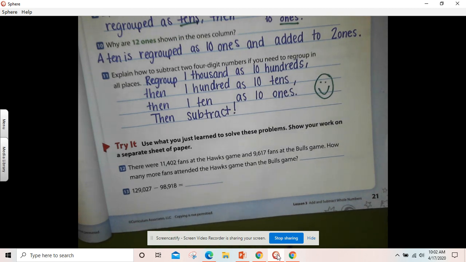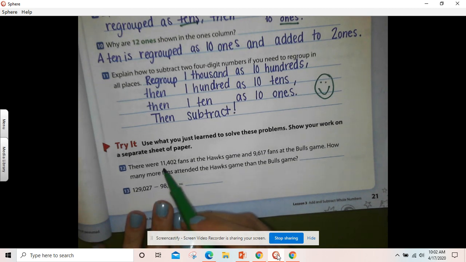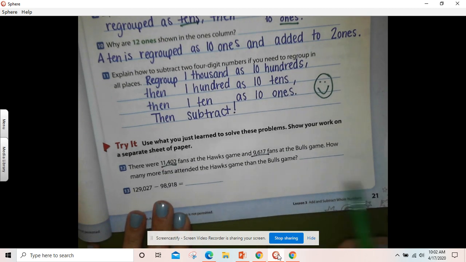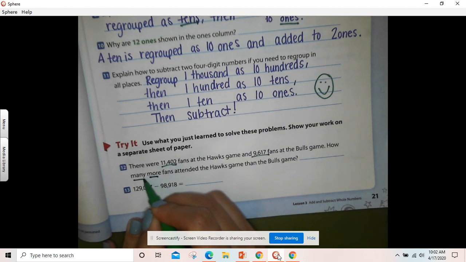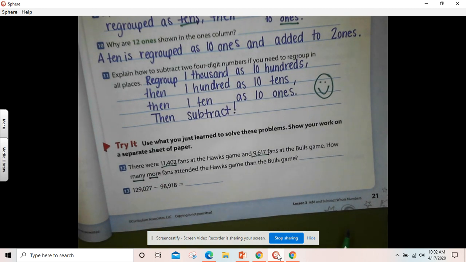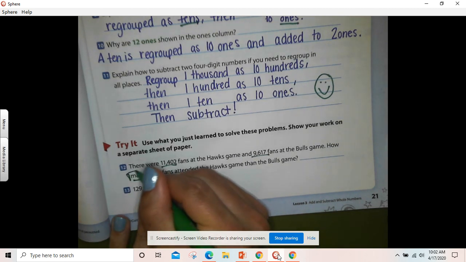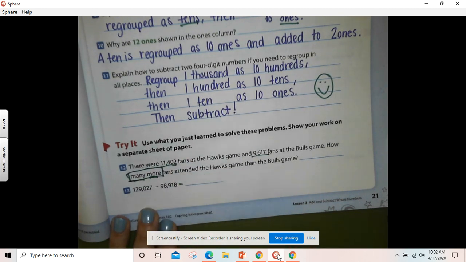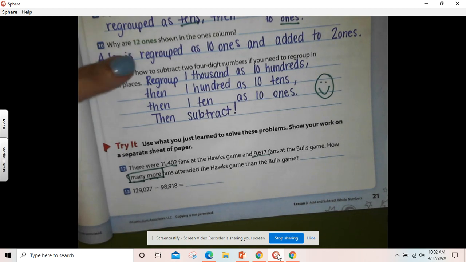Number 12. There were 11,402 fans at the Hawks game and 9,617 fans at the Bulls game. How many more fans attended the Hawks game than the Bulls game? Hopefully you knew that when we are asked how many more, that usually triggers that we need to subtract.